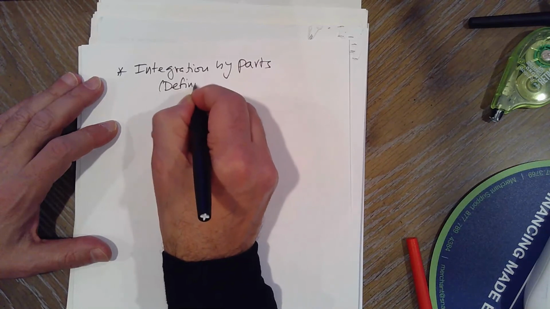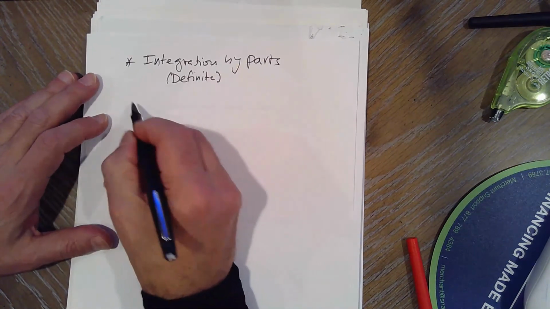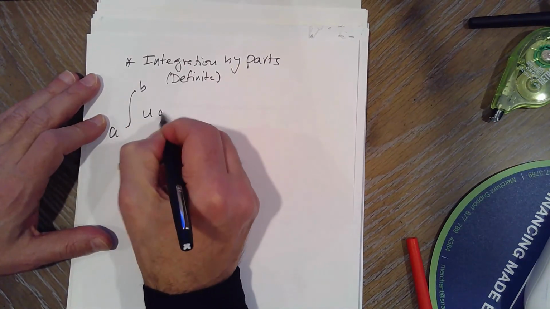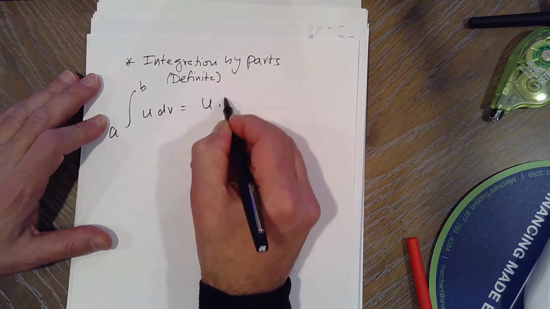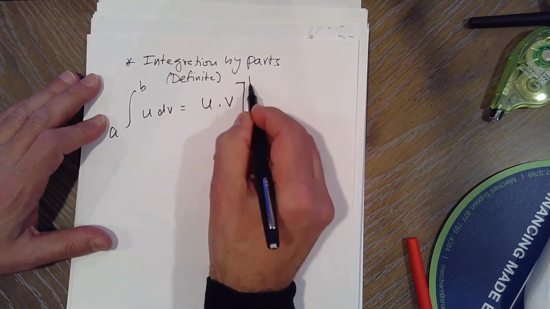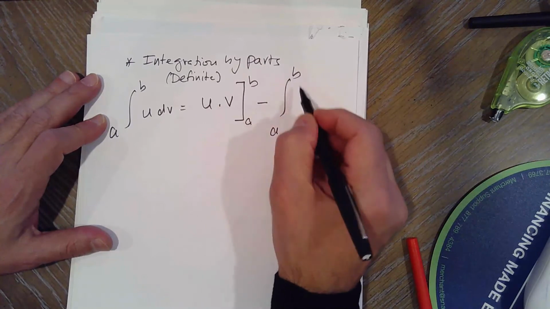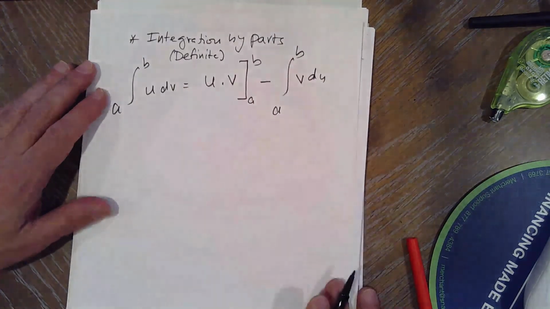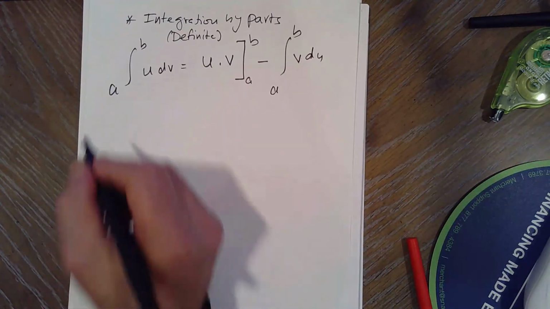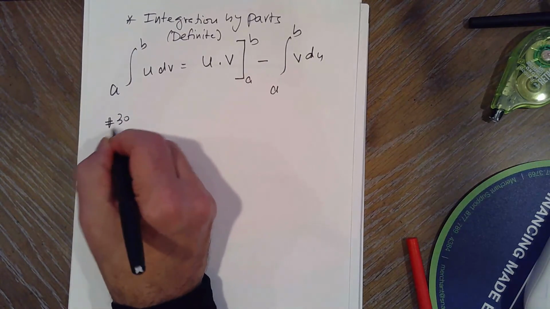Definite integration by parts. If you have the integral from a to b of u dv, it's going to be u times v from a to b, minus the integral from a to b of v du. Same thing, you just put the limits. So number 30, page 491.